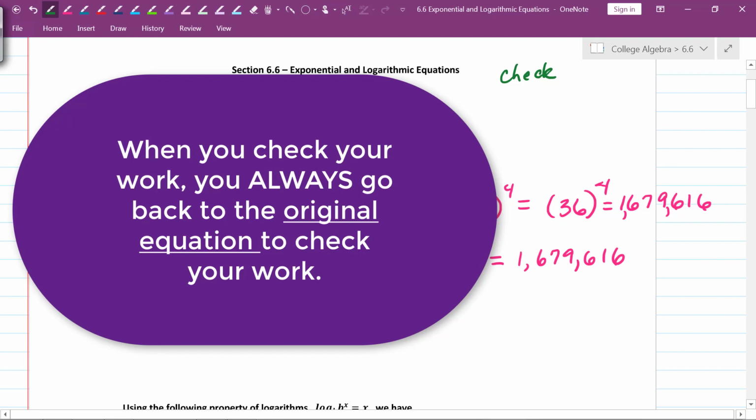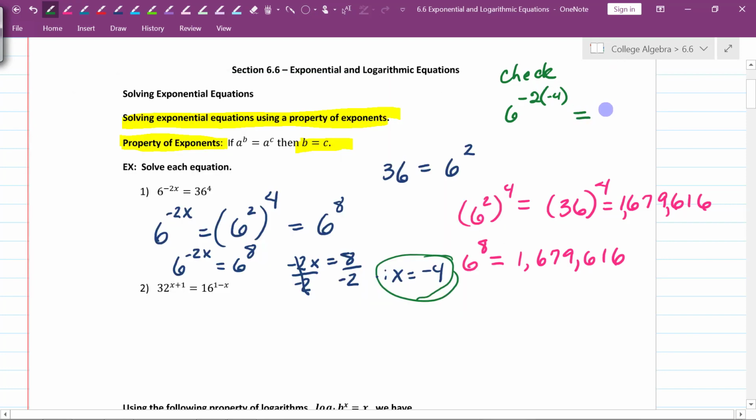If I have 6 to the -2 times x, which is -4, does that equal 36 to the 4th? That is my question that I'm asking. Well, 6 to the -2 times -4 is 6 to the 8th. So 6 to the 8th, does that equal 36 to the 4th?